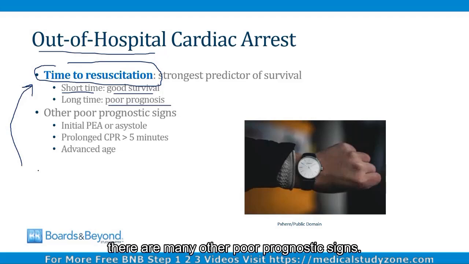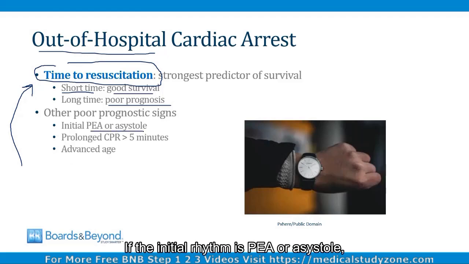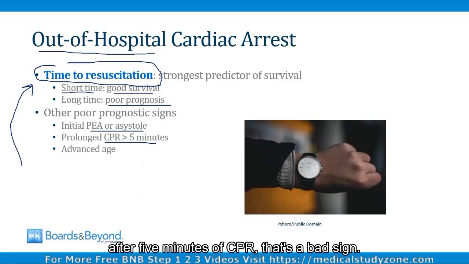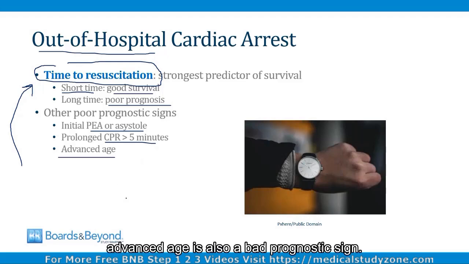And then beyond this, there are many other poor prognostic signs. I've listed a couple of them on this slide. If the initial rhythm is PEA or asystole, that's a bad prognostic sign. If spontaneous circulation does not return after 5 minutes of CPR, that's a bad sign. And then, of course, advanced age is also a bad prognostic sign.